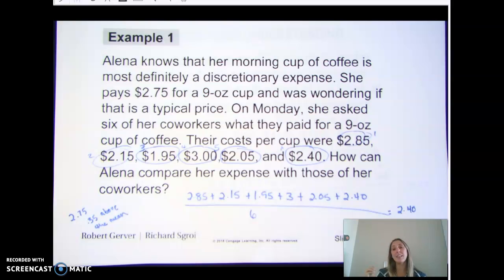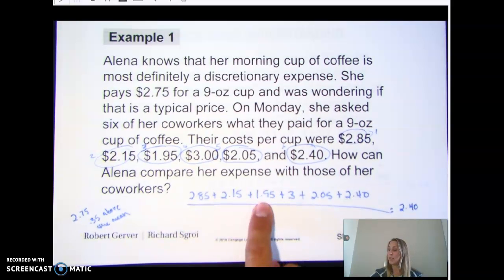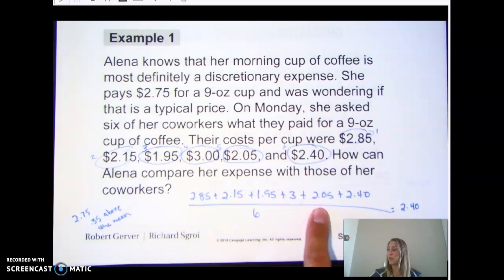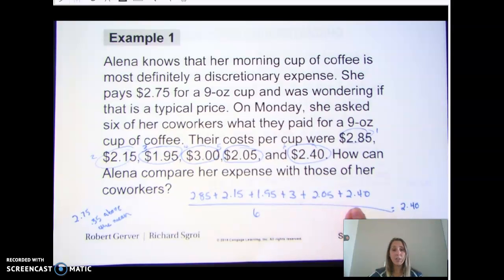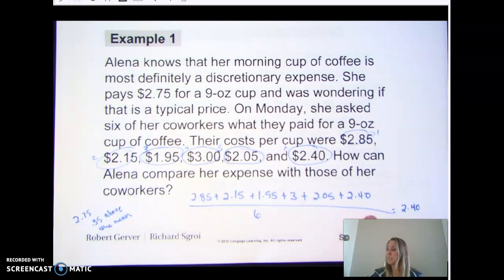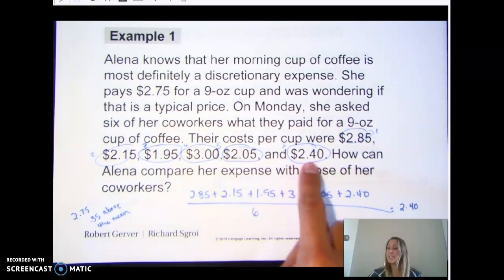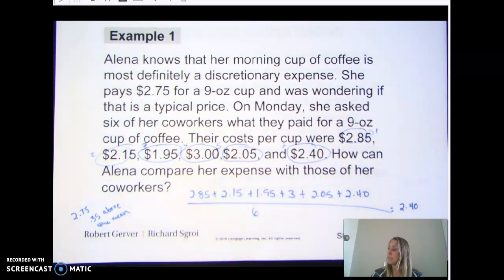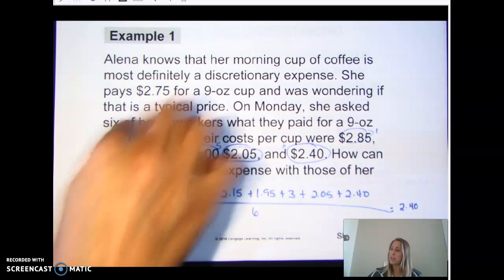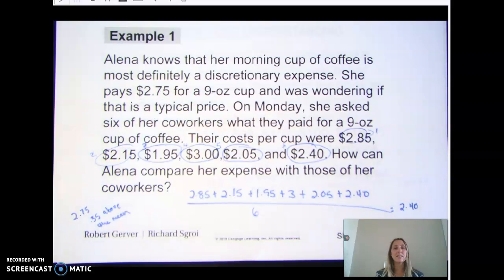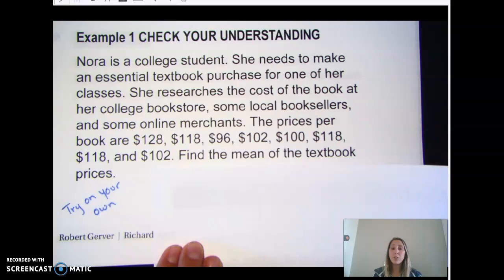So we're going to see how they compare to her coworkers. So what I did is I'm going to find the mean of this. So I did $2.85 plus $2.15 plus $1.95 plus 3 plus $2.05 plus $2.40. I took all of those, and I divided by 6 because there are 1, 2, 3, 4, 5, 6 different data points. So I divided by 6, and I got $2.40. Well, that's 35. So $2.75 is 35 cents above the mean, meaning that she's paying too much for her cup of coffee.